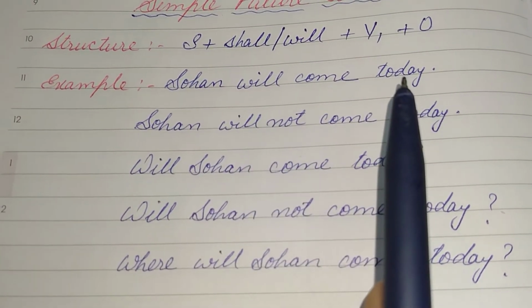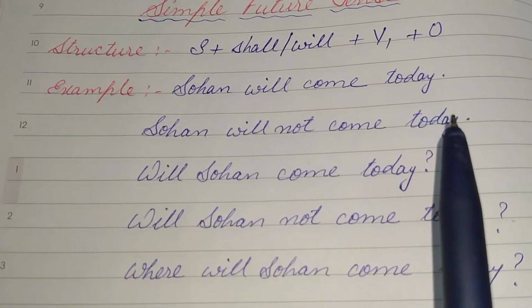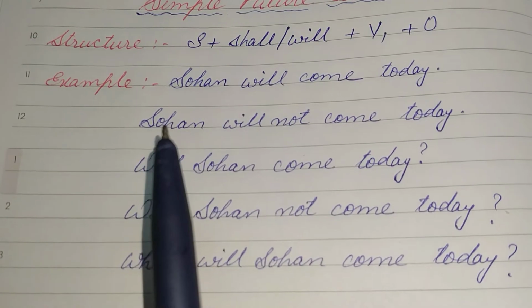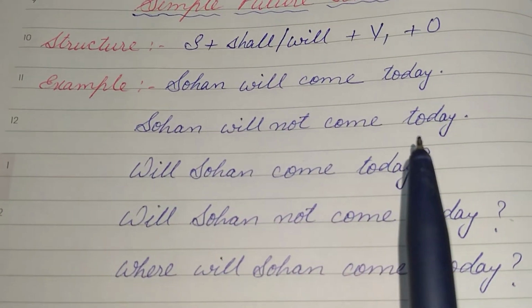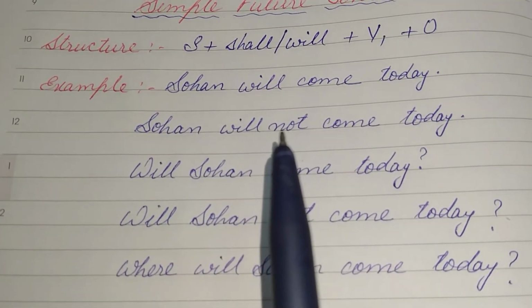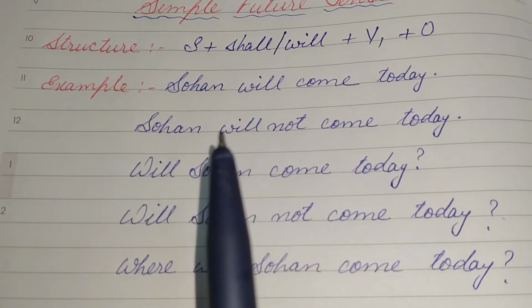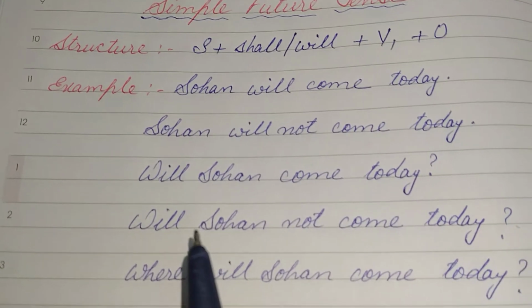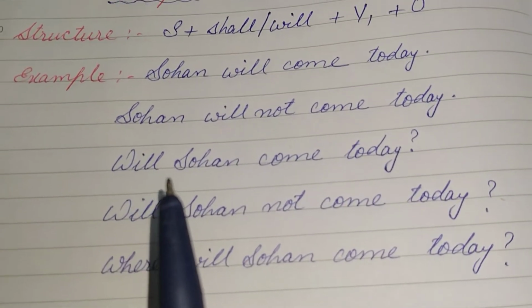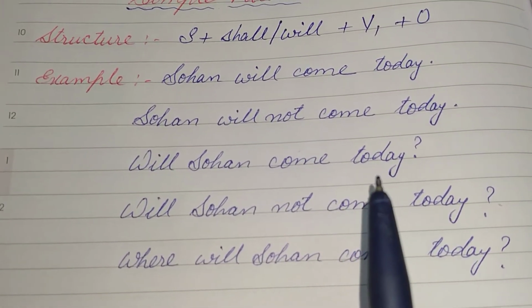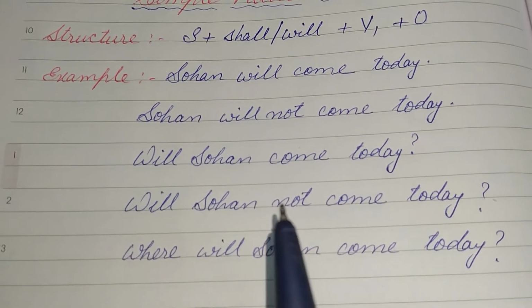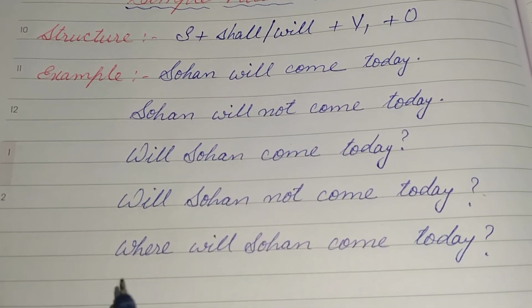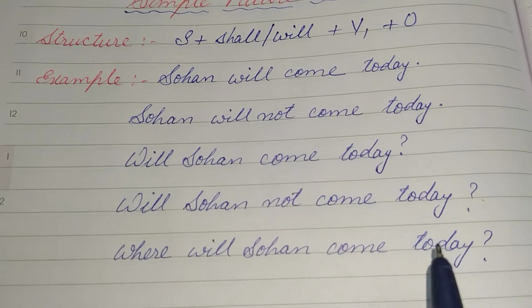Sohan will come today. We change this sentence into negative form. Sohan will not come today. Instead of will not, if we want to shorten it, we can write Sohan won't come today. Interrogative form. Will Sohan come today? Will Sohan not come today? Where will Sohan come today?